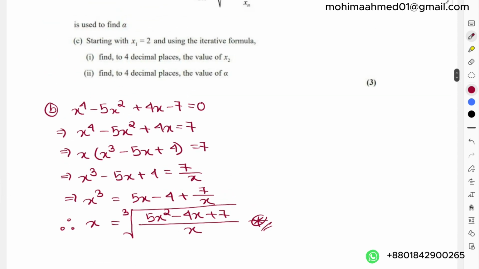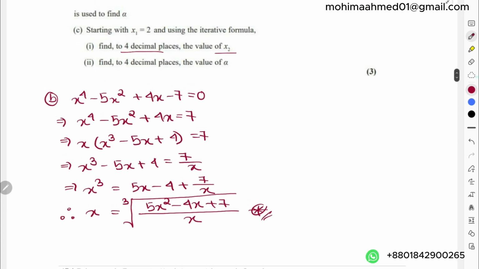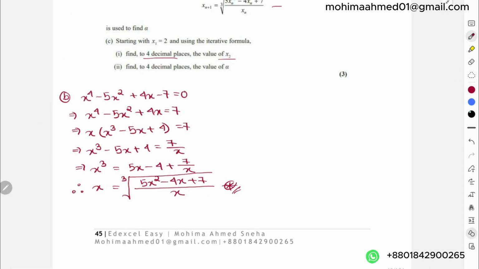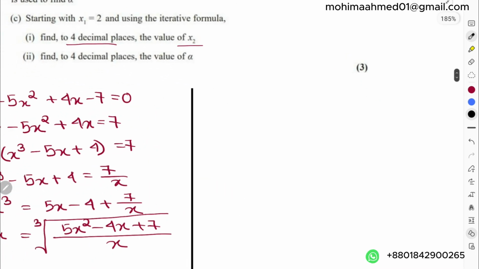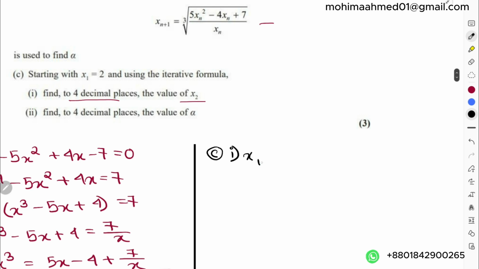Then for your part C, it says that this is the equation for the iteration, and when x1 is equal to 2, to 4 decimal places, find x2. Okay, so we can do that over here entirely. Now for your part C1, it says that x1 was 2, so we are using that for x(n+1), which is 5 times 2 squared minus 4 times 2 plus 7 divided by 2, under the root.